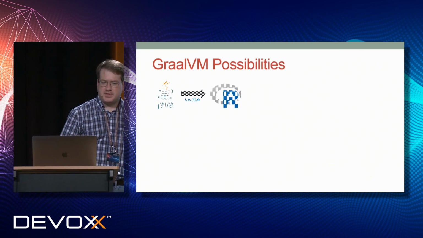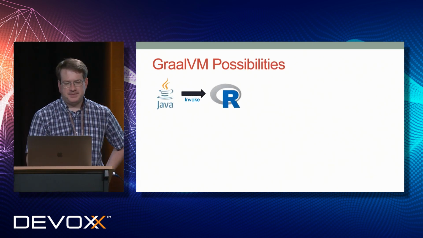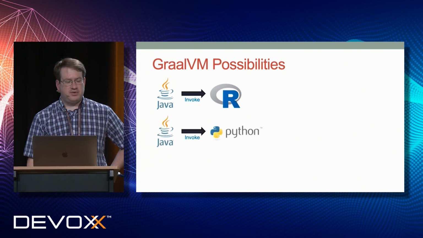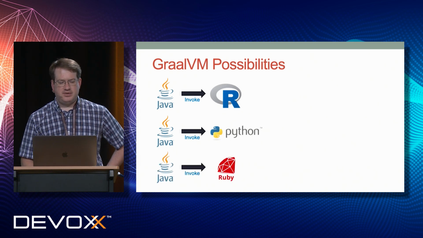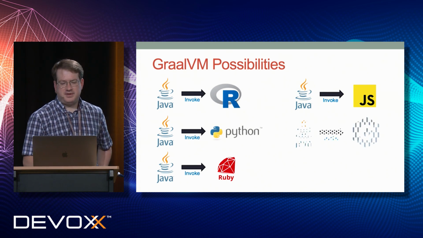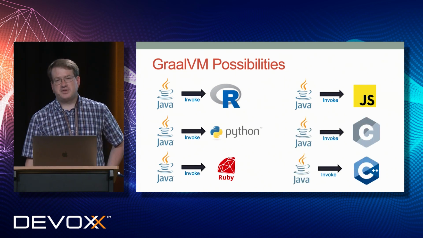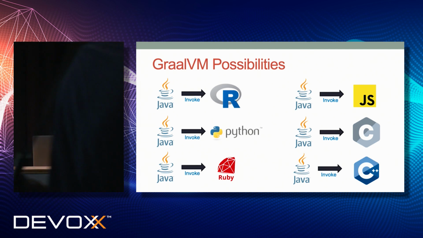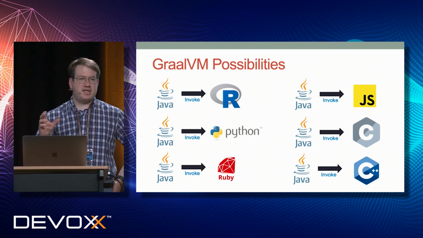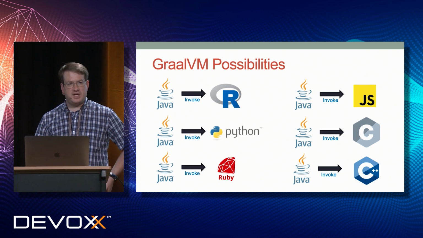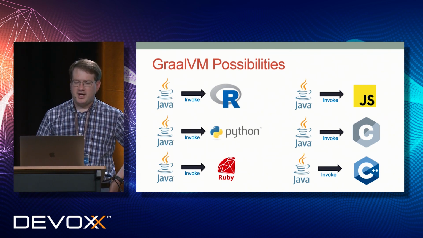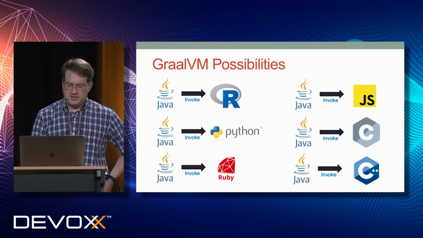Okay. So what are the possibilities with GraalVM? You can directly invoke R from Java. You can invoke Python from Java. You can invoke Ruby from Java, and that's bidirectional. Invoke JavaScript, C, and also C++ code, which means that you can actually use shared libraries. There's an example online that I have a link to at the end of the presentation where somebody has wrapped the native libraries for SQLite and is accessing those directly from Java, right? And it's trivial to do. So these are some of the possibilities working with all the languages directly.